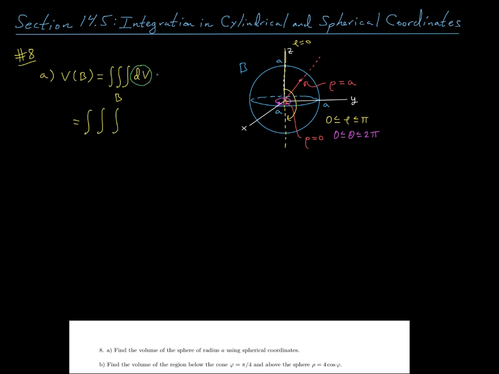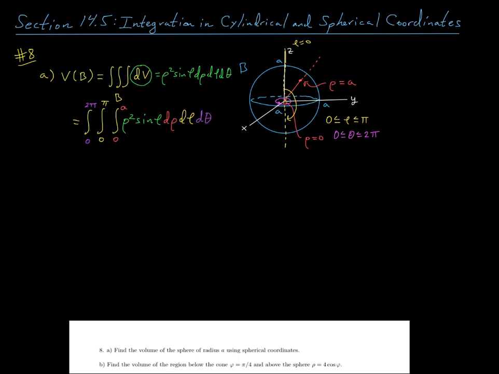and in spherical, this is our rho squared sine phi, and then we're going to have our d rho d phi d theta. So here I'll put in the rho squared sine phi, and then for rho, we're letting that vary from 0 to a. And then for phi next, not theta, we're going to let that vary from 0 to pi. And then lastly, we're going to let theta vary from 0 to 2 pi.